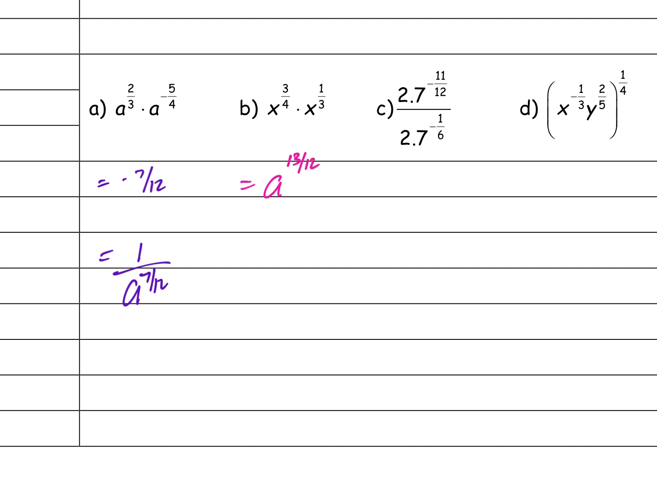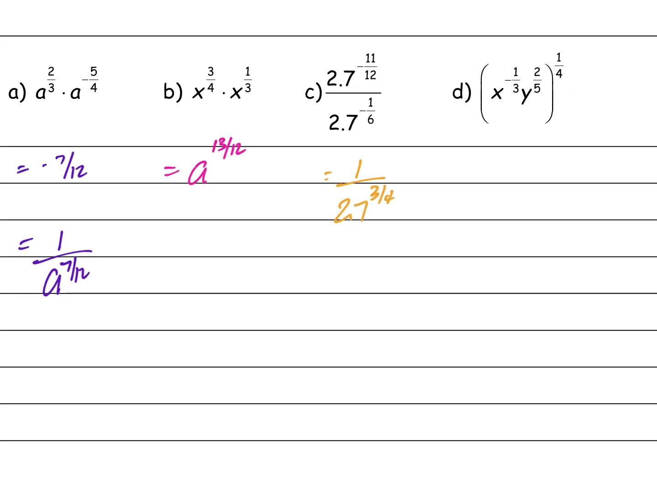And these ones subtract to be negative 9/12 or negative 3/4. So it should be 1 over 2.7 to the 3/4. Okay, and then the last one should be y to the 2/20 over x to the 1/12. Questions?